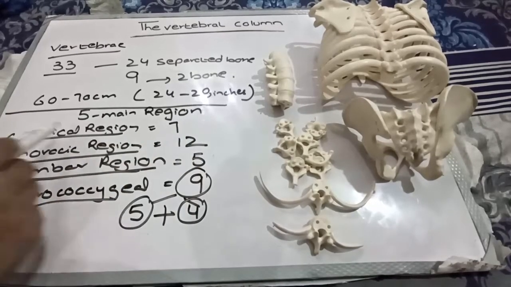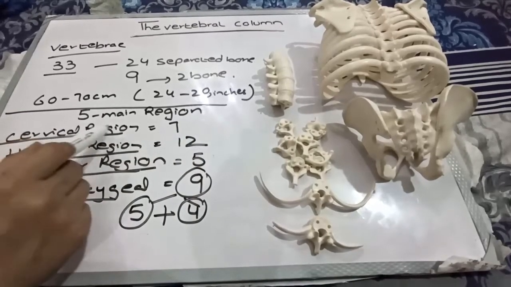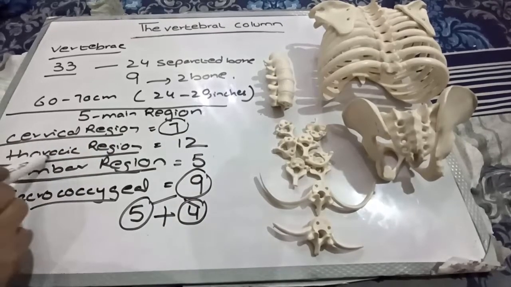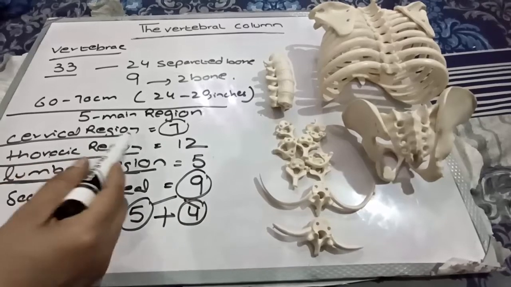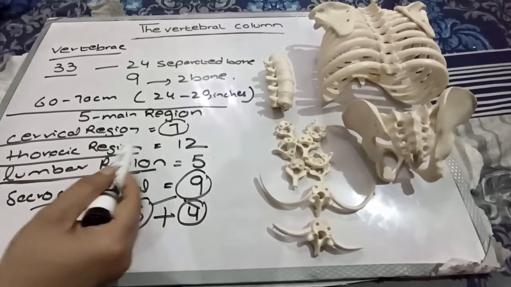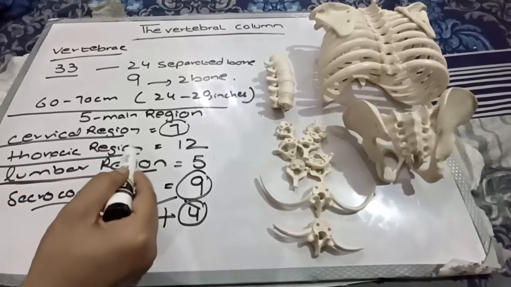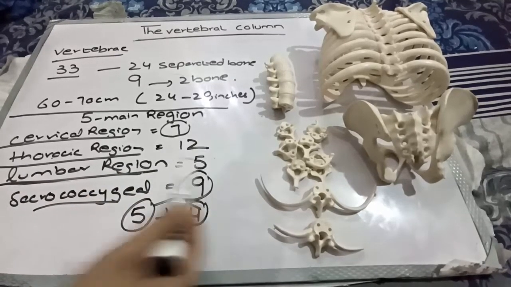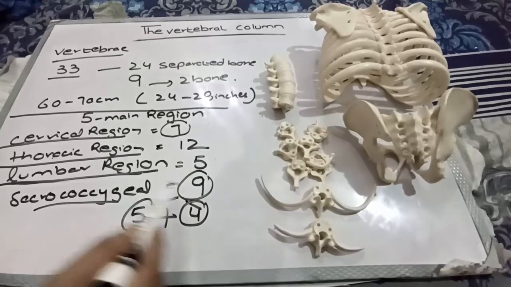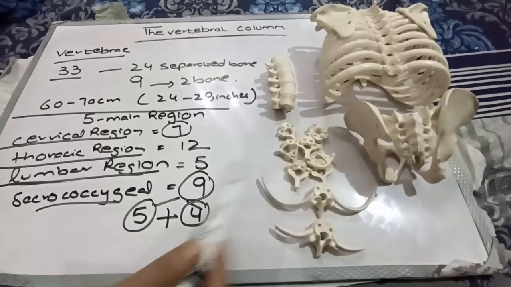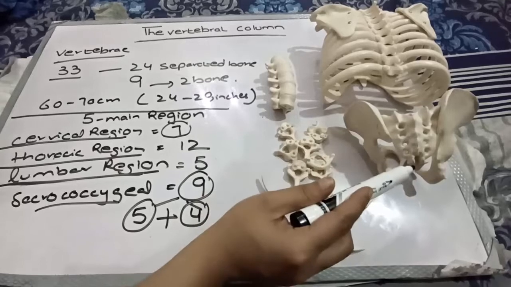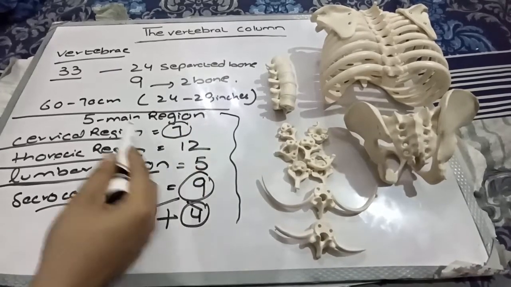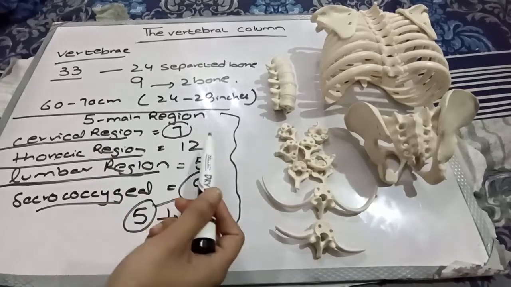We have discussed the cervical region. The cervical region is present in our neck, and it is composed of 7 vertebrae. The thoracic region is the region of our chest, and it has 12 vertebrae. The lumbar region lies below the thoracic region, and it is composed of 5 vertebrae. The sacrococcygeal region is composed of 9 vertebrae which are fused bones. Here you can see the sacrum and coccyx. Now we will discuss in detail all the vertebrae lying in these respective regions and the characteristics of those vertebrae.